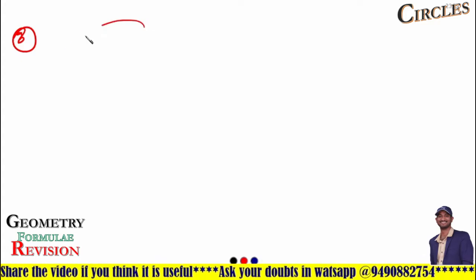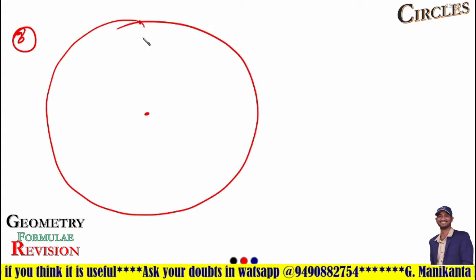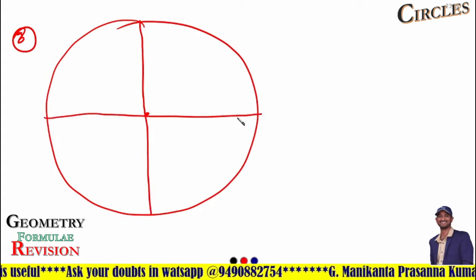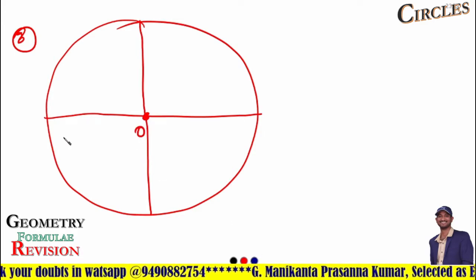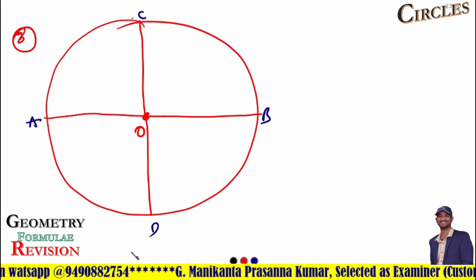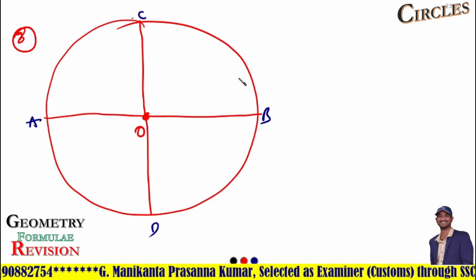Suppose here not only perpendicular chords, they are perpendicular diameters. Suppose it is one diameter and it is another diameter. Both diameters pass through the center, of course, and both the diameters are perpendicular diameters. Is it clear? Now there is some line.